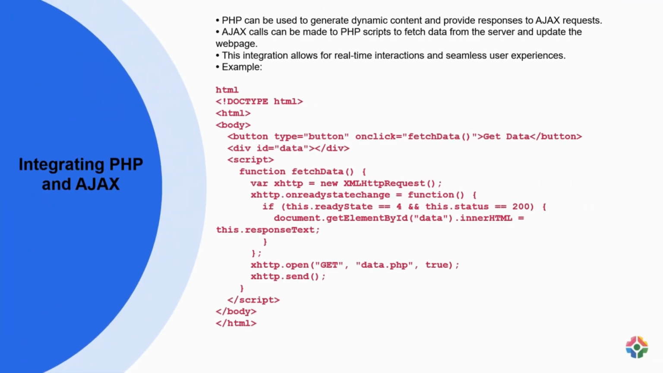PHP can be utilized to generate dynamic content and respond to AJAX requests, which can enhance user interactions on a web page. AJAX calls can be made to PHP scripts, allowing data retrieval from the server and instant updates on the web page. This integration facilitates real-time interactions, offering users seamless experiences. For instance, a simple web page with a button triggering an AJAX call to a PHP script could fetch data from the server and dynamically update the content on the page. This method allows for efficient handling of data without needing to refresh the entire web page, providing a more fluid user experience.